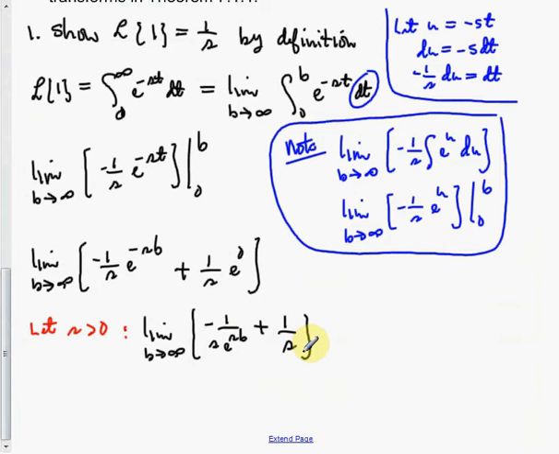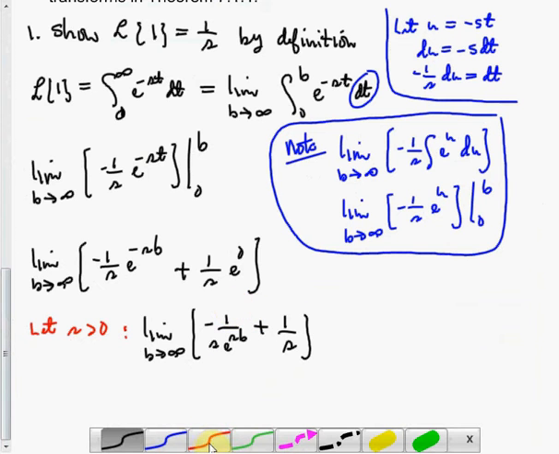What is the limit of 1 over e to the sb? s is fixed, so it has no strong bearing here. b is going to infinity. So what's the limit of this first term? 0.